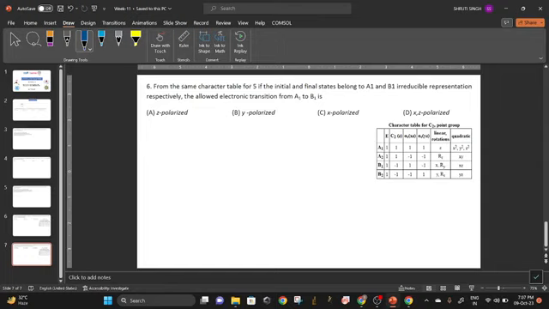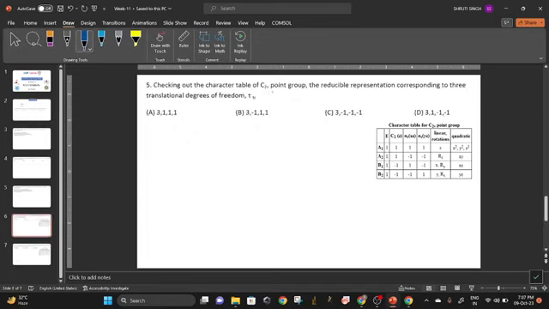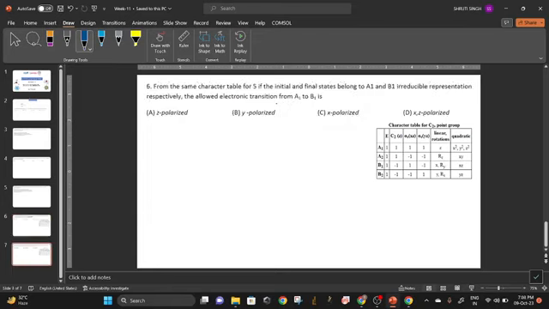So this one we have discussed actually. It says that for the same character table as in question number 5, we have the C2V point group. So here also we have to use the C2V point group. If the initial and final states belong to A1 and B1 irreducible representations, the allowed electronic transition from A1 to B1 is accompanied by which polarization of light? In these types of questions, from A1 to B1, we need to find the direct product, A1 cross B1.